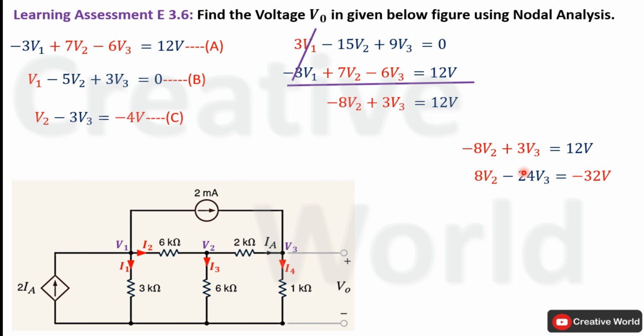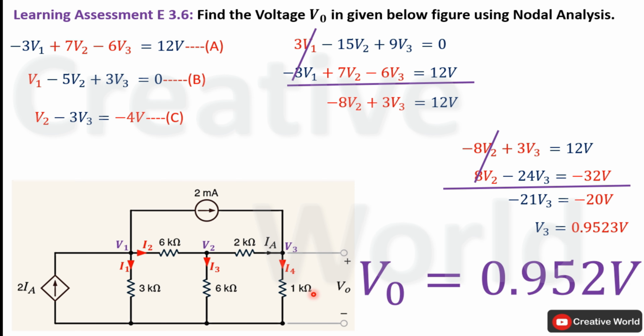Now we will add these equations together. Minus 8V2 and plus 8V2 will cancel out with each other. Here subtract 3V3 from 24V3. The answer will be minus 21V3 because the larger value has a minus sign along with it. Similarly, 12 volt minus 32 volt will result in minus 20 volt. Now, in order to calculate the value of voltage V3, we will divide on both sides by minus 21. So the value of voltage V3 will become 0.9523 volt. And actually, this voltage V3 is equal to V0 because it is appearing across the 1 kilo ohm resistance. So we can say that voltage V0 will be equal to 0.952 volt.